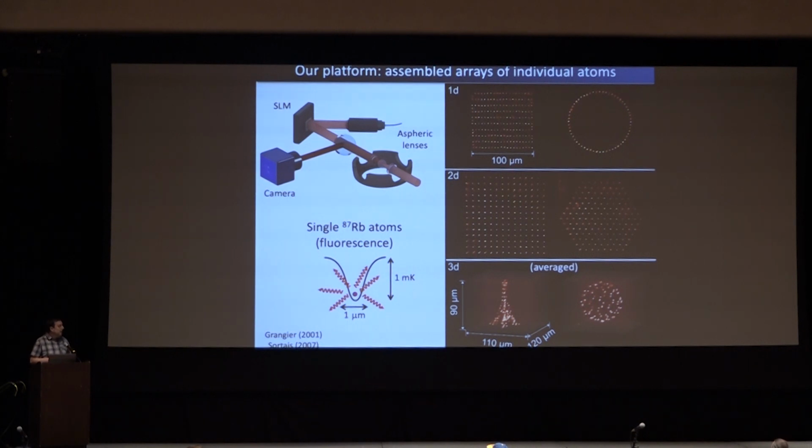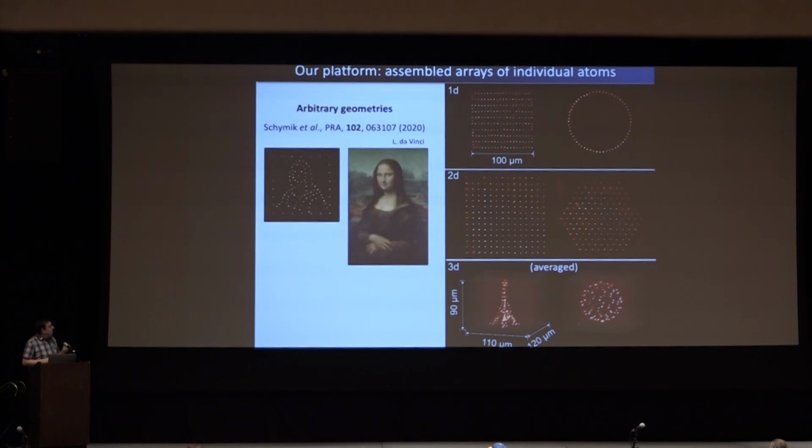And in the last years, we have managed to solve a natural problem that we had, that was that the loading of these arrays was not deterministic, and together with other groups, we implemented techniques to move the atoms around to be able to create different arrays, as the ones that you see here in 1 dimension, 2 dimensions. In 3 dimensions, we also managed to apply similar techniques to create different arrays as well. And something important that I want to mention is that this technique allows us to create really arbitrary geometries, as you can see in this pixelized version of this well-known picture.